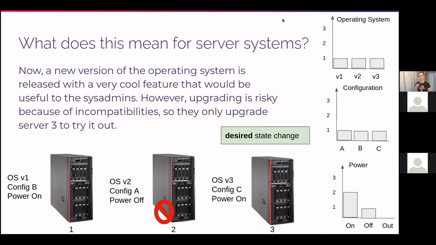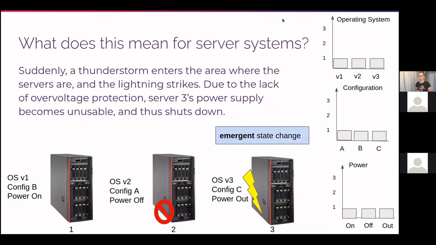And we do so. But now also notice that the operating systems, all of them, are different now, actually. And then a thunderstorm comes in over the city where the servers are, and boom, lightning strikes, and one of the servers is out. The power supply is out. This is something random, something emergent that just happened. We can't do anything about it directly, and we need to respond in some way, but we can't prevent it completely.